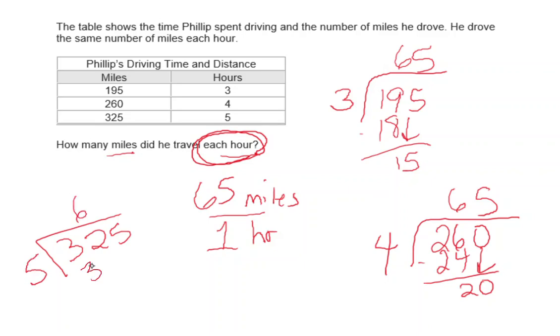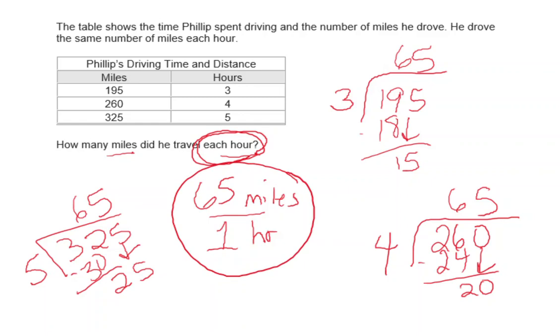5 times 6 is 30. Subtract and get 2. Bring down the 5. 5 times 5 is 25. So when you divide miles by the number of hours, you get the miles per hour. 65 miles per each 1 hour. So 65 miles per hour.